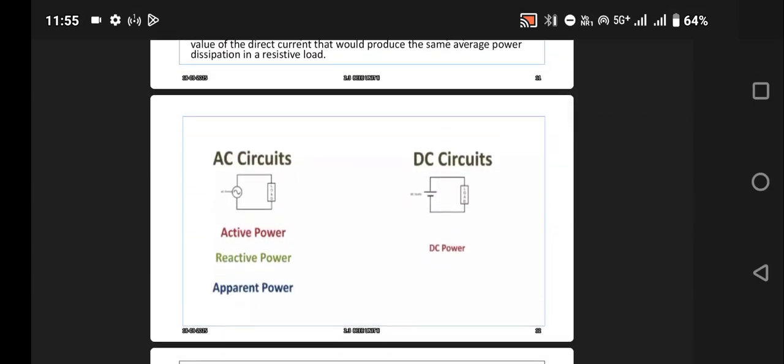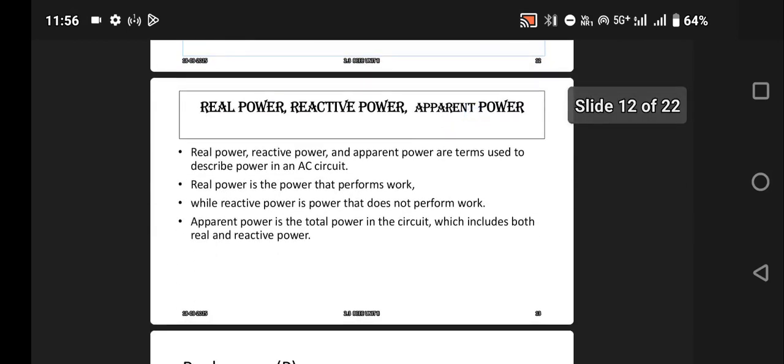This slide shows the circuit which is represented in AC circuit as well as DC circuit. In DC circuit, the power is simply represented by DC power, but in the case of AC circuit, the power can be represented in three ways. One is active power, another one is reactive power, the third one is apparent power. What is meant by real power? Real power is the power that performs the actual work or useful work.